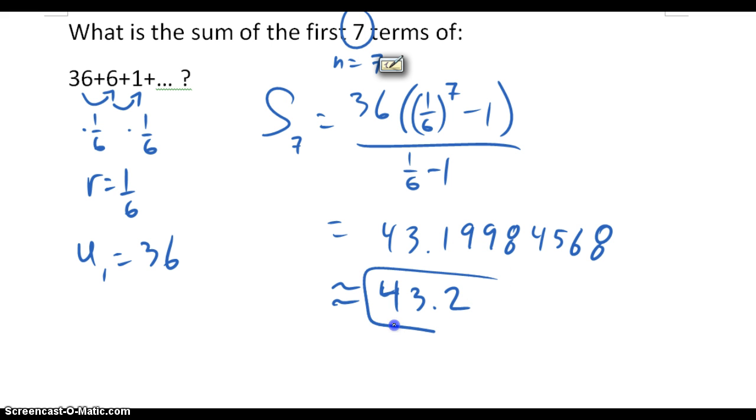All right, and then a lot of times with this, you want to make sure this makes sense. If you think about it, 36 plus 6 is 42, plus 1 is 43. Is it really just going to be a little bit more than that? Well, plus a 6th. A 6th is not quite 0.2, and then plus a 36th.